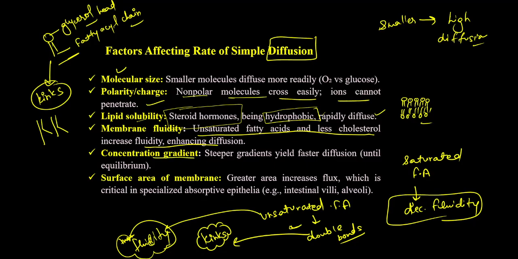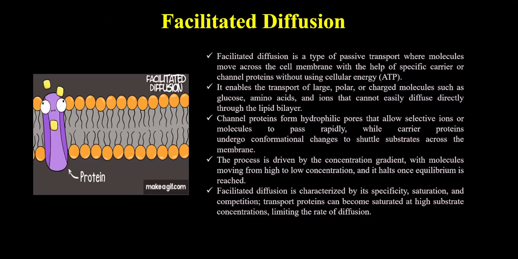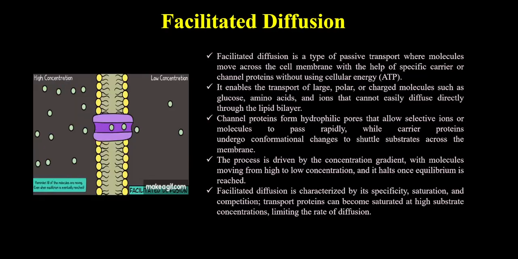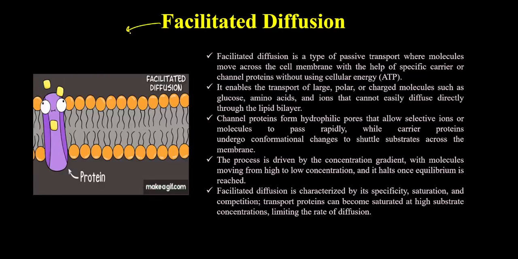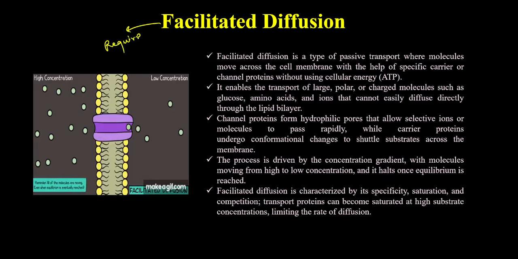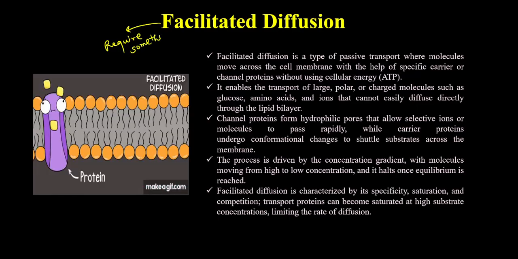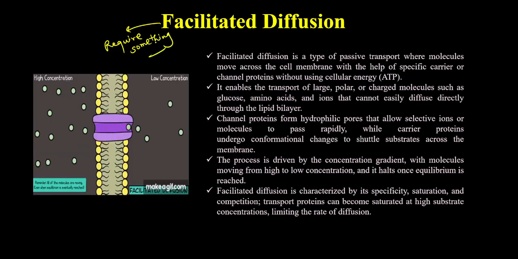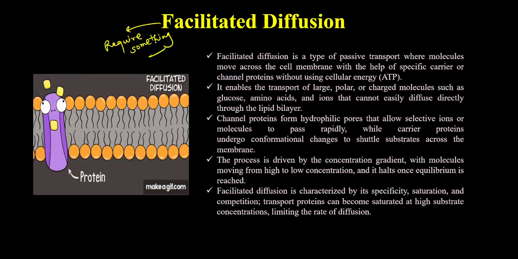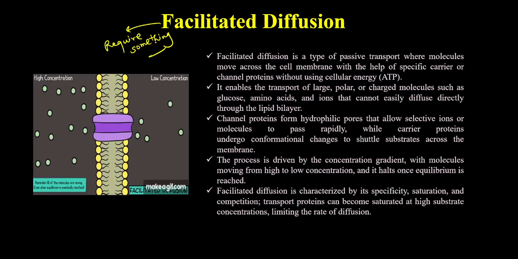Then concentration gradient, steeper gradient yields faster diffusion. Okay, and the surface area, the more the surface area, the more will be the diffusion. Then there is facilitated diffusion. It means it requires something to transport molecules from the extracellular matrix to the cytoplasm. Most probably in facilitated diffusion, large polar molecules are transported.